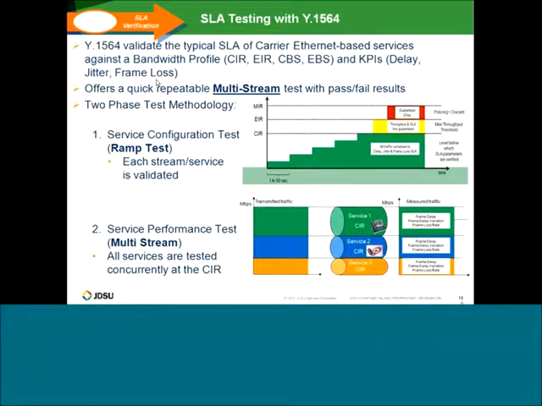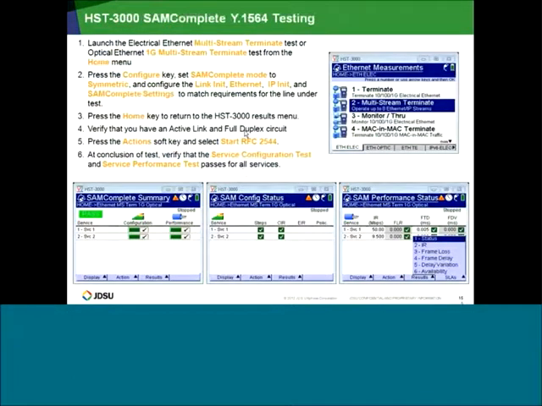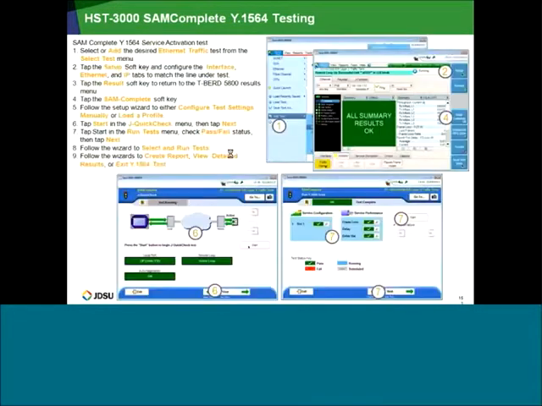In naming convention, in the Y.1564 world, it would be frame delay, frame delay variation, and then frame loss rate. So you'll see that in the test equipment. Okay. All right. Now, this option is actually available on the HST 3000 today. So you could definitely run this multi-streams Y.1564 test on the HST 3000.